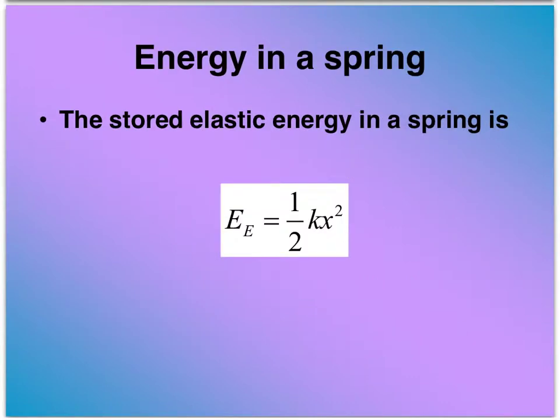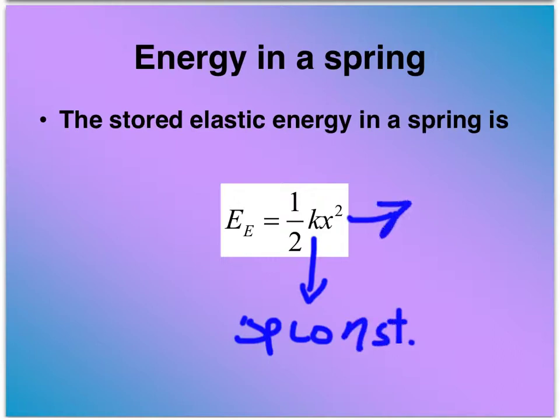And then our elastic energy equation, which is the elastic energy stored in a spring, is 1/2 kx squared, where again k is the spring constant and x is the displacement from equilibrium. Okay, so the further we displace a spring from equilibrium, the more elastic energy stored in it.